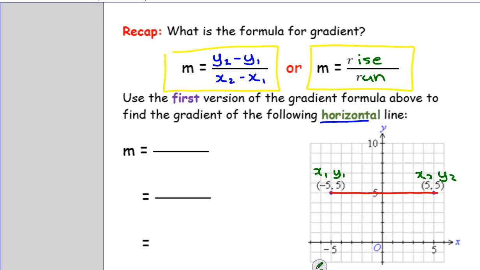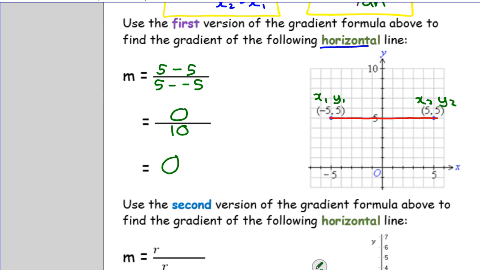So the formula is already written above, so I'm just going to go straight to filling it in. y2 minus y1 is 5 minus 5. x2 minus x1 is 5 minus negative 5. So that's going to give you 5 minus 5 is 0. 5 minus negative 5 is 5 plus 5 is 10. Try to think, 0 divided by any number, what will it equal? Correct, it will be 0. So interesting, you've got a gradient of 0.